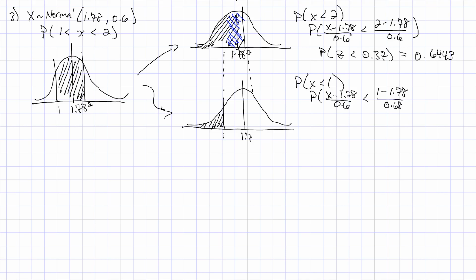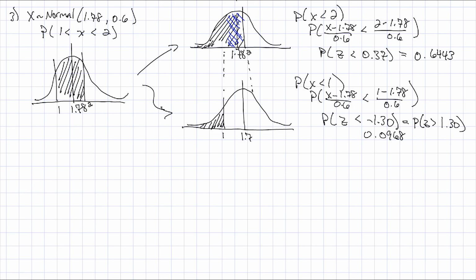Oh, it's not 0.68, 0.6. Get this corrected. So we have the probability that z is less than negative 1.30. Well, just like question number 2, this is the same as the probability that z is greater than a positive 1.30. So using page 2 of the table, we can see that this probability is 0.0968.